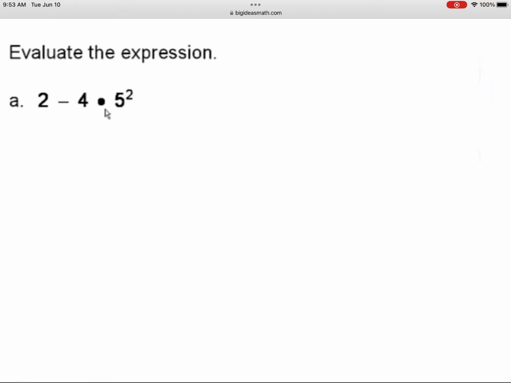Well, notice that we don't have any parentheses, so the second thing we look for are exponents. We do have an exponent, so the first thing we should do is evaluate 5 to the second power. 5 to the second power is equal to 5 times 5, which is 25. So we end up with 2 minus 4 times 25.